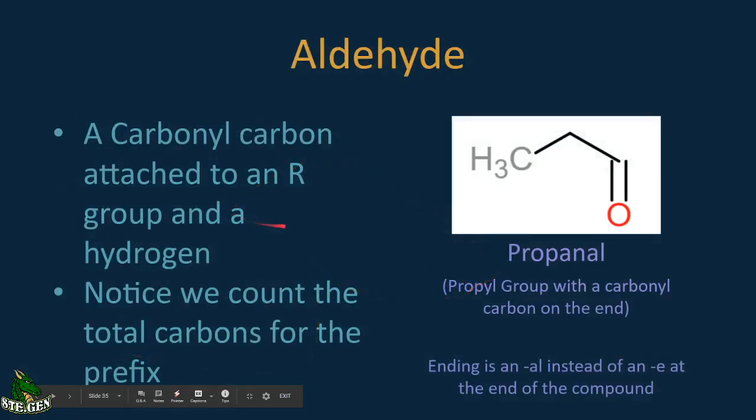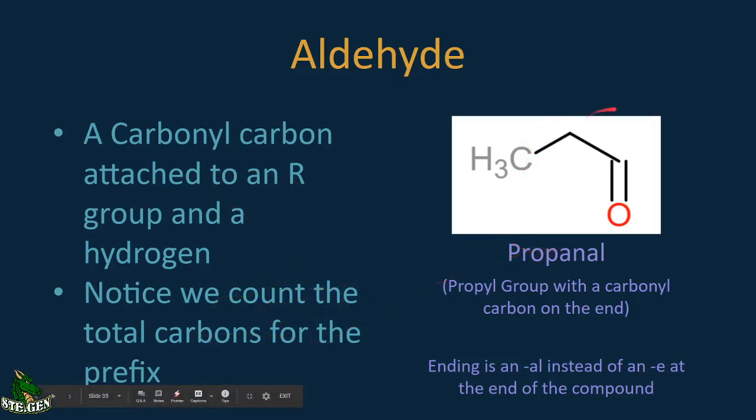Okay, so the first type is, what if that carbonyl on one side has some carbon chain, however long it needs to be, and then the other side is a hydrogen. There's just nothing on the other side. In that case, that is called an aldehyde, a carbonyl carbon attached to an R group and a hydrogen. Notice we count the total carbons for the prefix still.